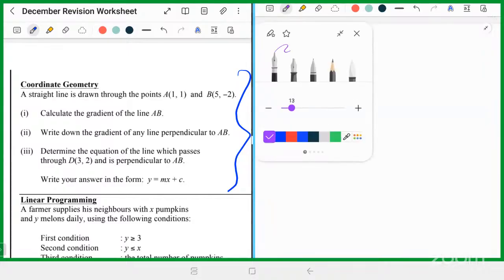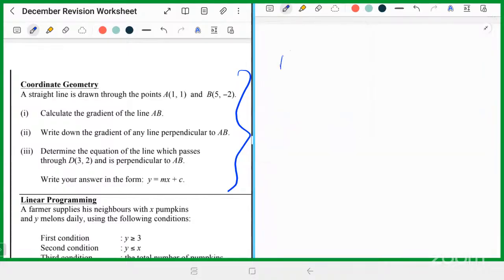So A is a point (1, 1), and B is a point (5, -2). Part 1 is just to find the gradient of a line. The gradient is rise over run, the difference in y over the difference in x. So the gradient, m, of AB is the difference in y over the difference in x.